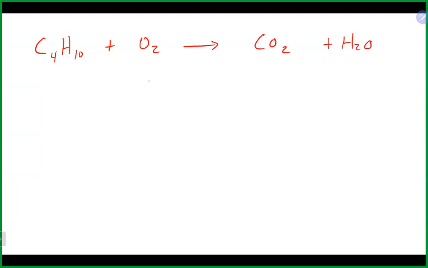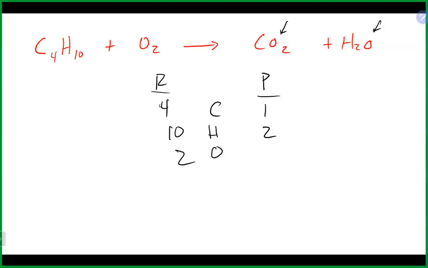All right, looking at our last one here. This one, there's no real polyatomic ions, so I'm going to go back to more of a table approach here, with carbon, hydrogen, and oxygen. So we have 4 carbons on the left, 1 on the right, 10 hydrogens on the left, 2 on the right, 2 oxygens on the left. I have 2 oxygens there, plus 1 more there, gives me 3.